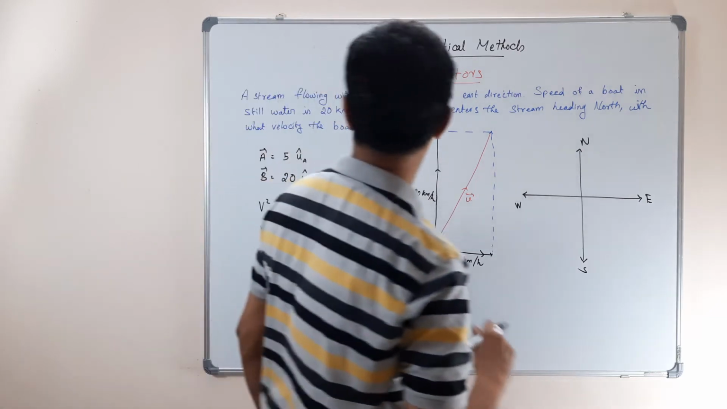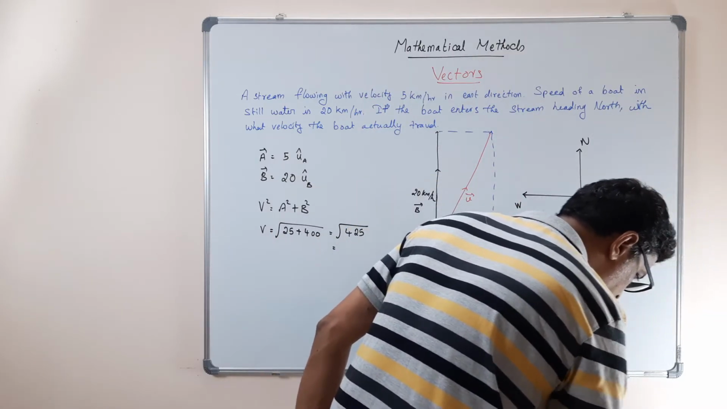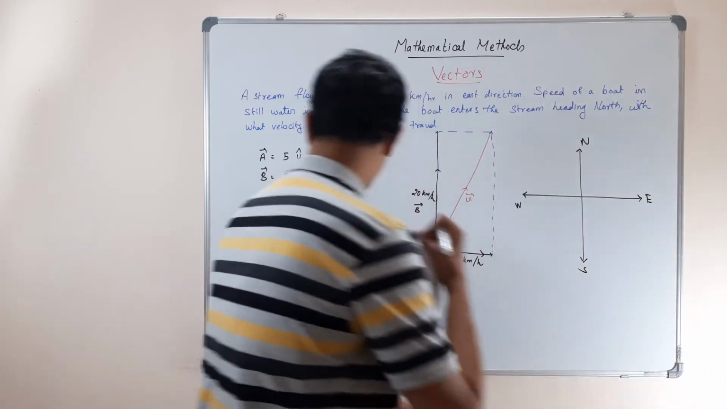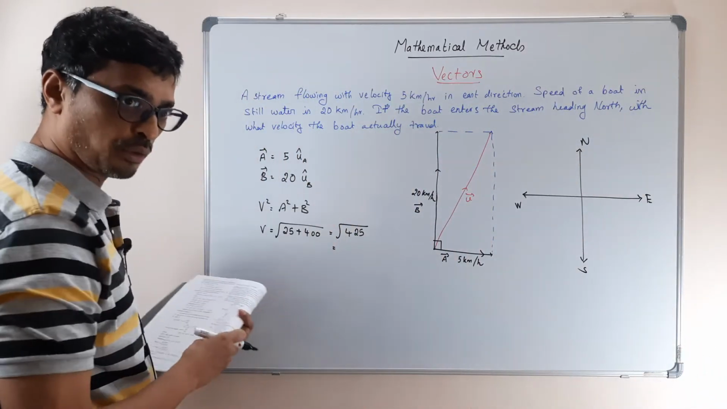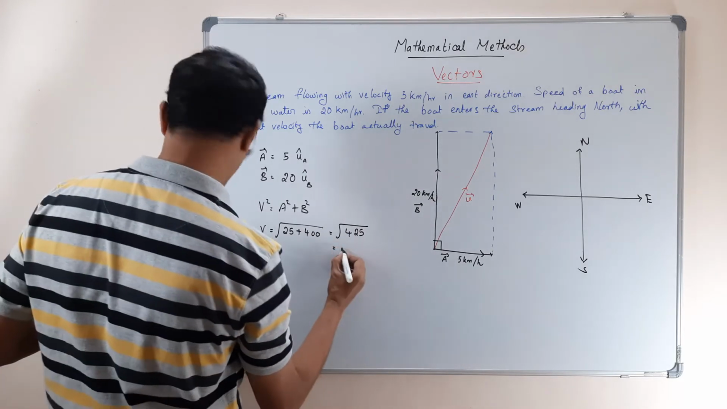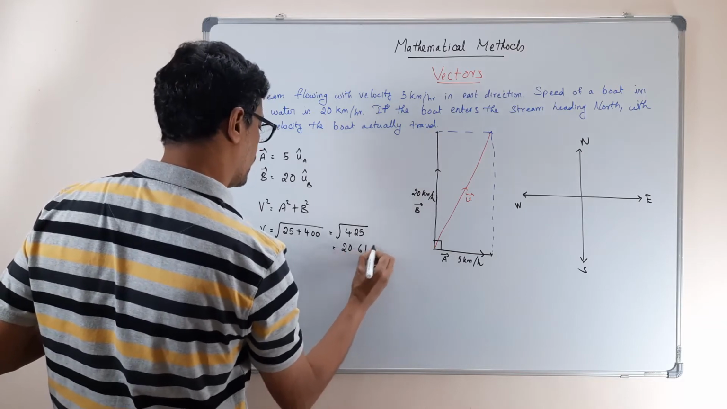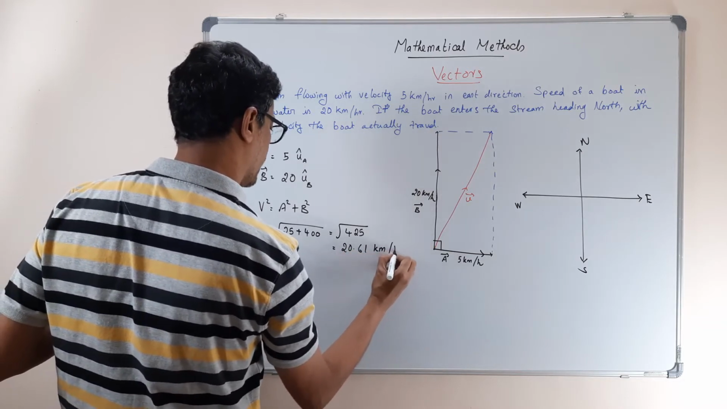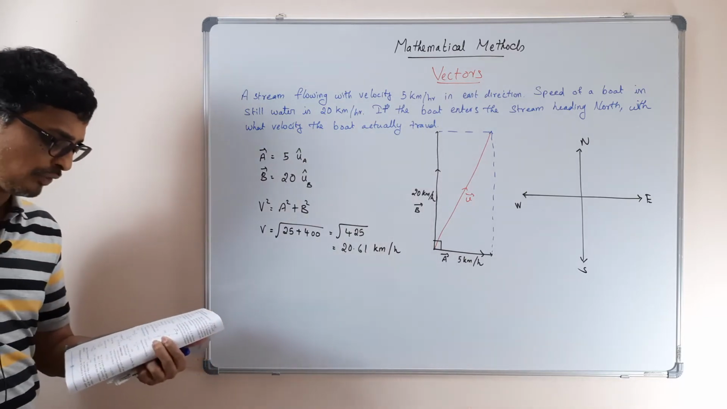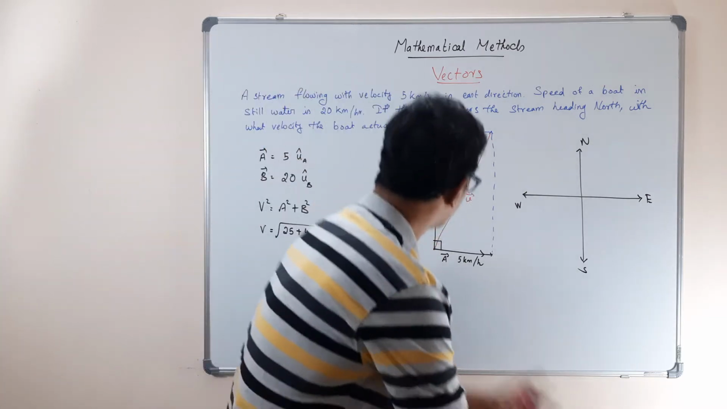I think whether the units are the same. Yeah, correct. Okay, so you know how to do the square root. You can do it and directly write the answer. So this will be 20.61 kilometer per hour. So this is the magnitude of the velocity.